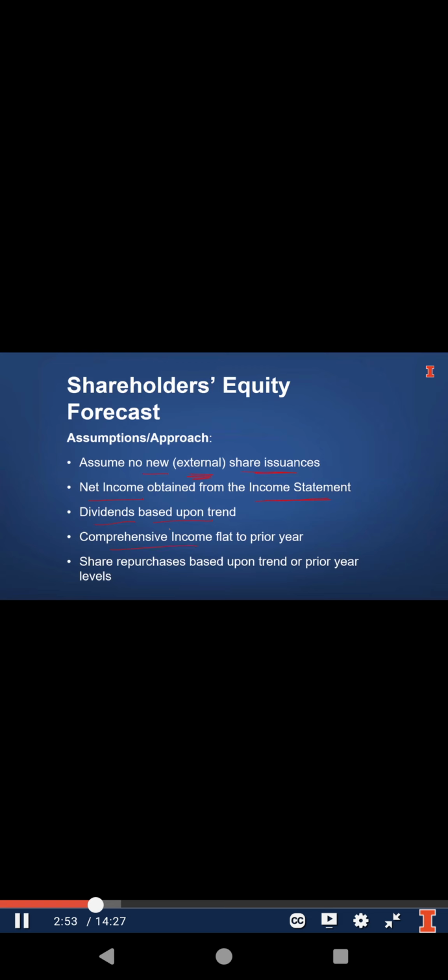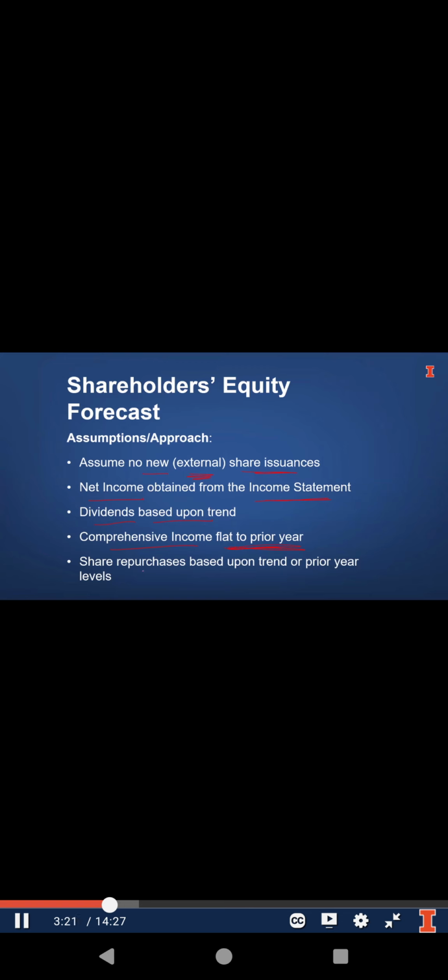Comprehensive income. We talked earlier in the semester about the statement of comprehensive income. That's net income from the income statement plus or minus unrealized gains or losses. Those are non-operational in nature. And so, again, to keep our focus on the operating results of our forecast, we're just going to assume that that's going to be equal to the most recent fiscal year, or said another way, flat to the prior year.